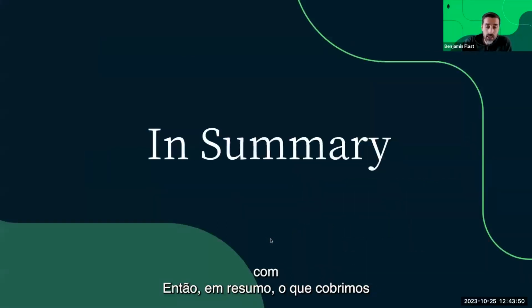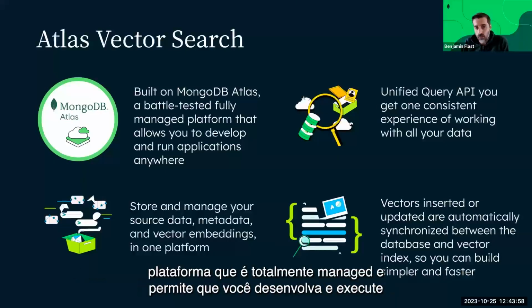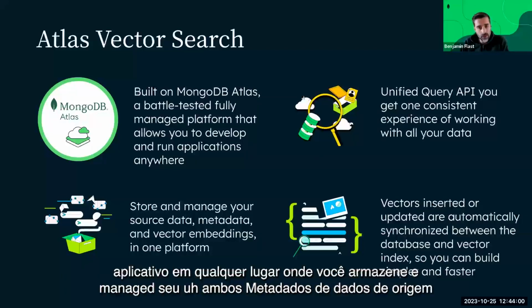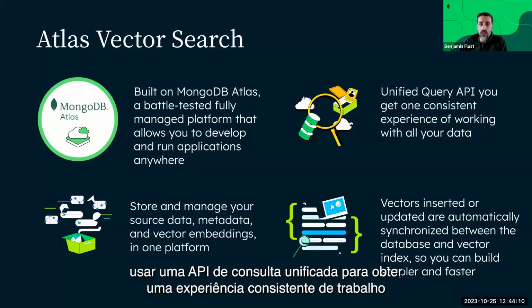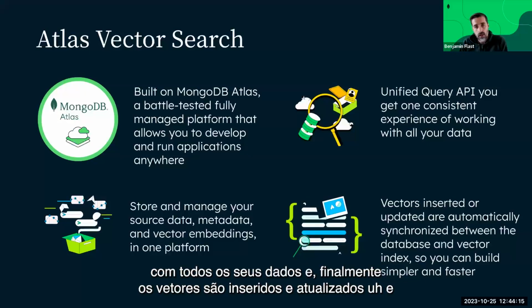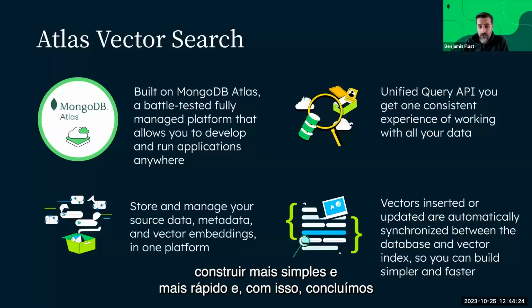So in summary, what have we covered? Atlas Vector Search is built on MongoDB Atlas, which is a battle-tested platform that is fully managed and allows you to develop and run applications anywhere. You store and manage your source data, metadata, and vector embeddings all in one platform and in one place. You get to take advantage of a unified query API to get one consistent experience of working with all of your data. And finally, vectors are inserted and updated and then automatically synchronized between the database and vector index, so you can build simpler and faster.